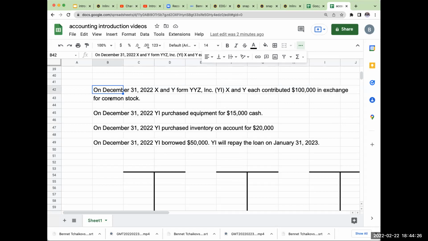2022, X and Y form YYZ Inc. X and Y each contributed $100,000 in exchange for common stock.